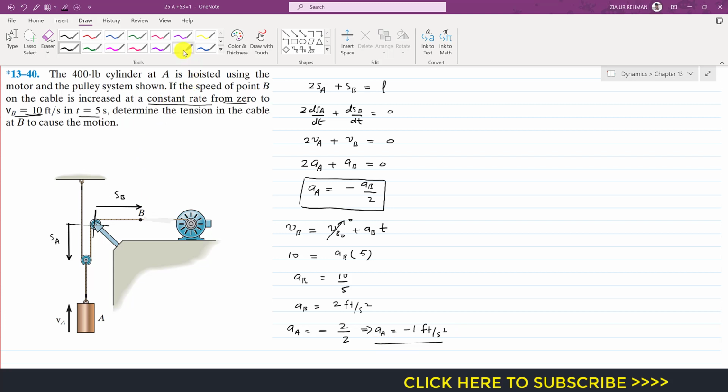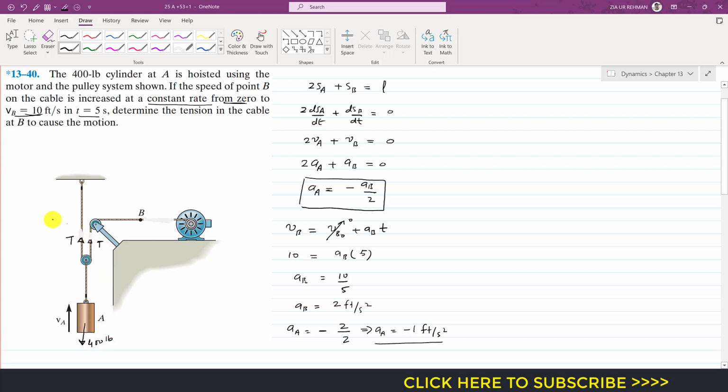Now if we consider the free body diagram of this pulley along with this cylinder, which are attached to each other, here we will have the tension in the cable which is required. So this is that tension. Since we have only one rope, we will have the same tension on both sides of the pulley. And the weight of the cylinder will be acting downward. So the weight is 400 pounds.